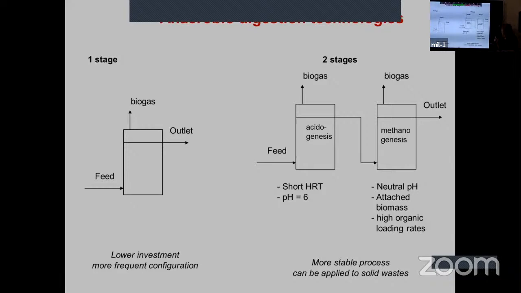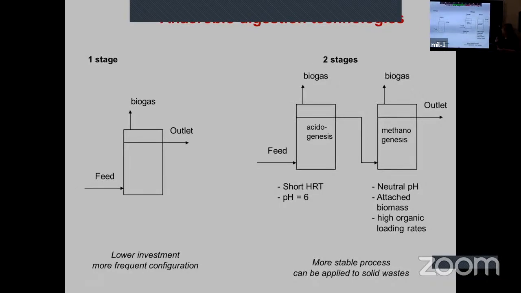In the second stage, you can use, we will see it later, some attached biomass process. And also, in this case, we can increase the organic loading rate. The main advantage of the two-stage is the stability, and also they can be applied to solid waste. And of course, the main advantage of the first stage is the lower investment. So you will find more often at the industrial scale.